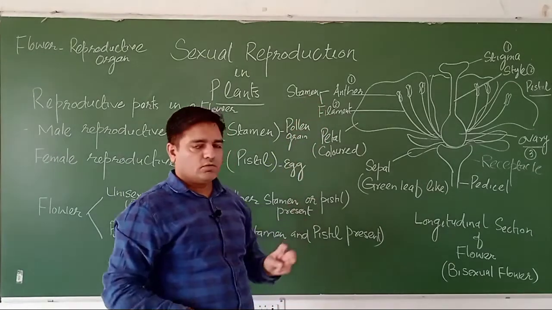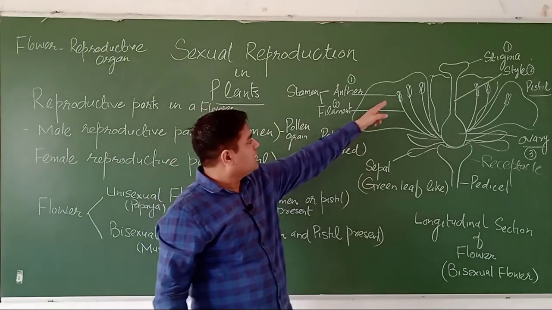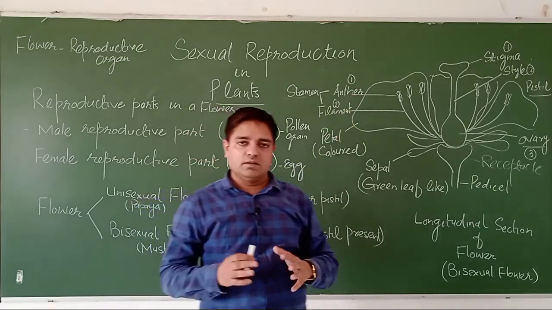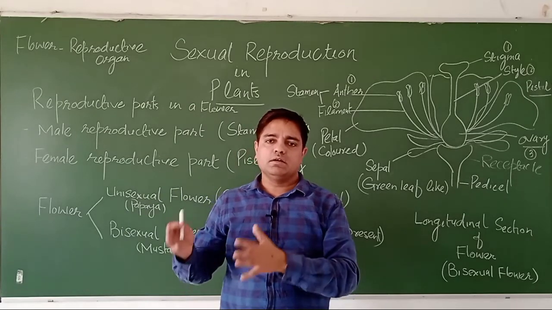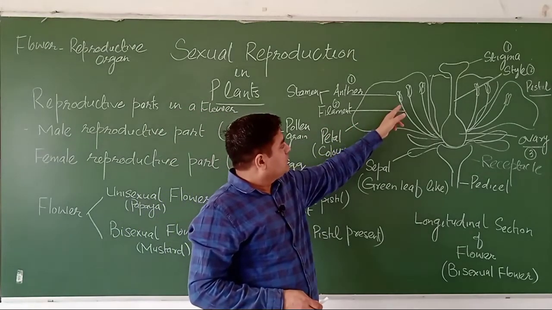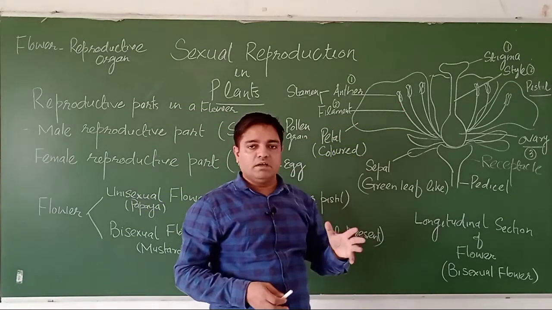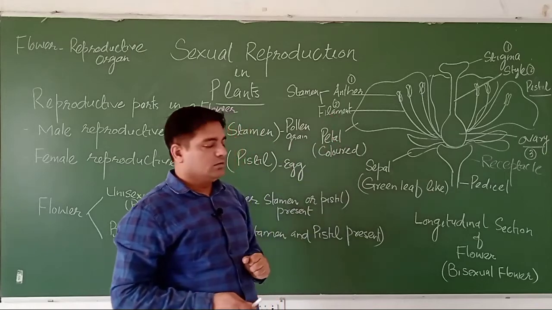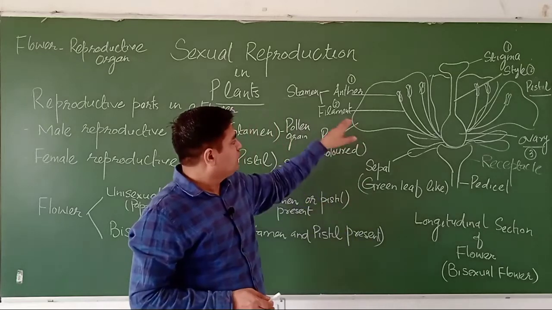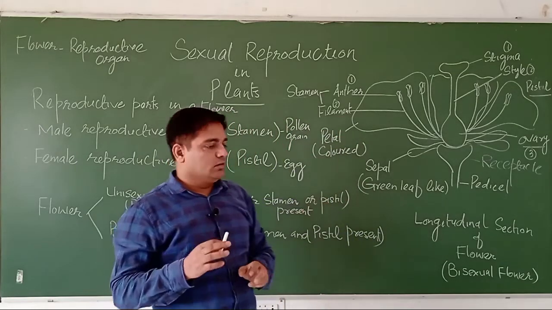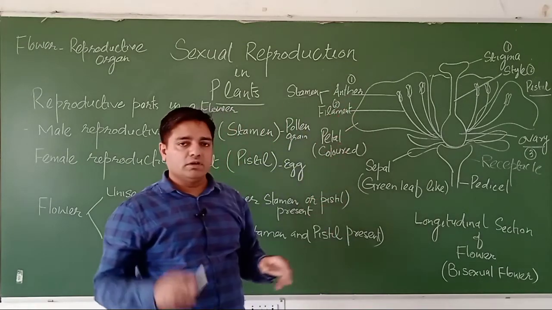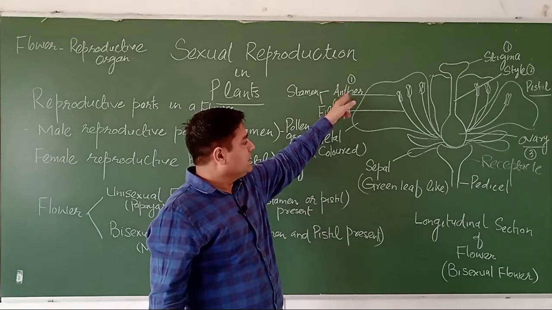A stamen consists of two parts. The sac-like part, which contains the pollen grains, is known as the anther. It is a sac-like structure in which pollen grains are placed, and the anther-holding tube is known as the filament. So there are two parts in a stamen, the anther and the filament, and the pollen grains are found inside the anther.